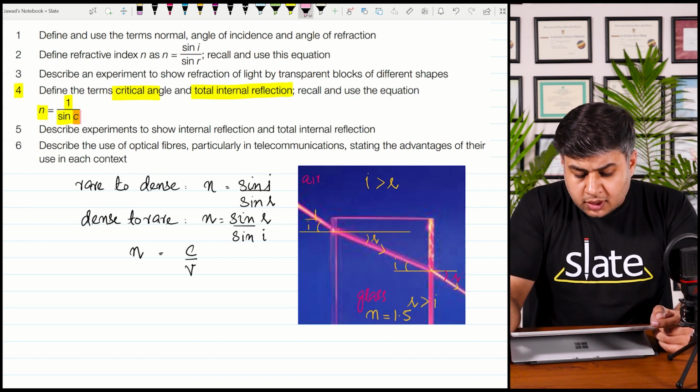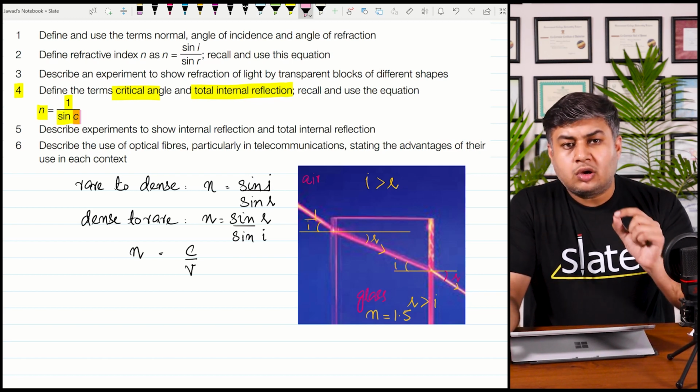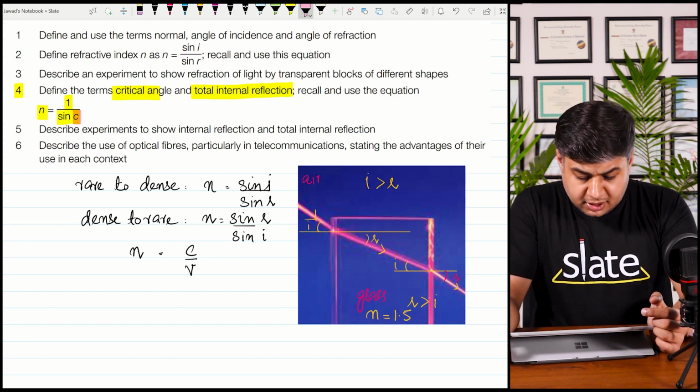Define experiment to show the internal reflection. And the last point is describe the use of optic fiber. तो optical fiber को भी हम इसी क्लास में बड़ी डिटेल में देखेंगे.